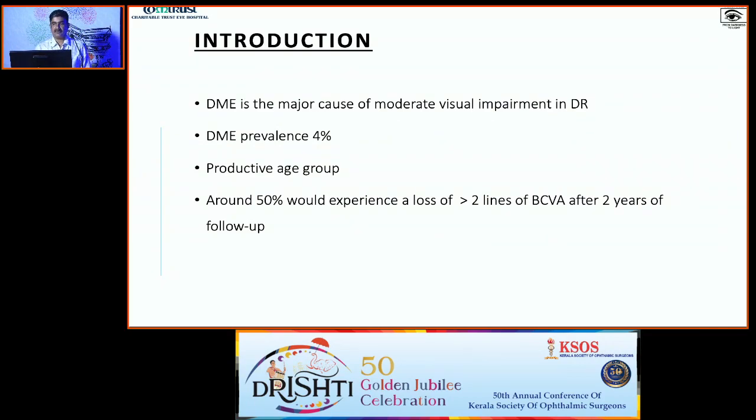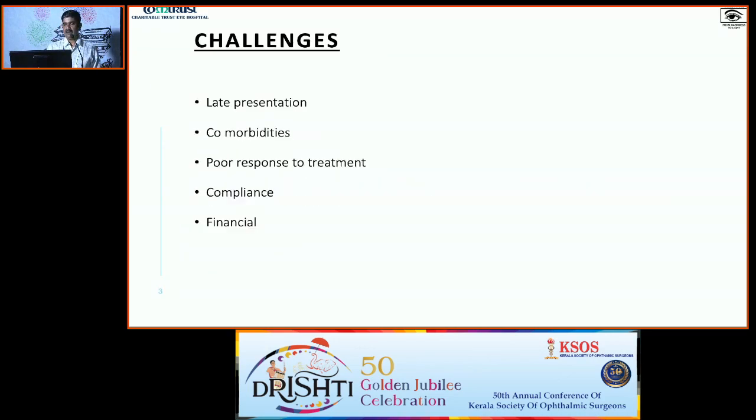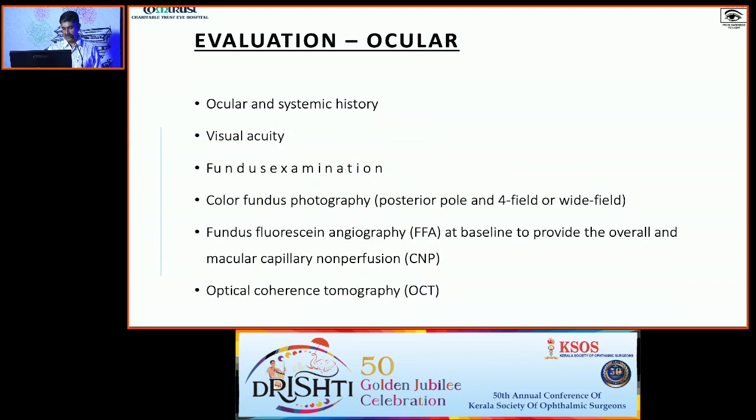As we all know, DME is a major cause of moderate visual impairment, and the sad thing is it happens in the productive age group of people, and that affects their productivity a lot. The problems we face in managing DME are mainly late presentation, inadequate referrals, lot of comorbidities in these patients, and we all know DME does not respond just like RVO or AMD to anti-VEGF injection. So the response is poor or variable. There are also complaints on the part of patients because of the long-term follow-up and multiple visits that are involved, and of course financial reasons.